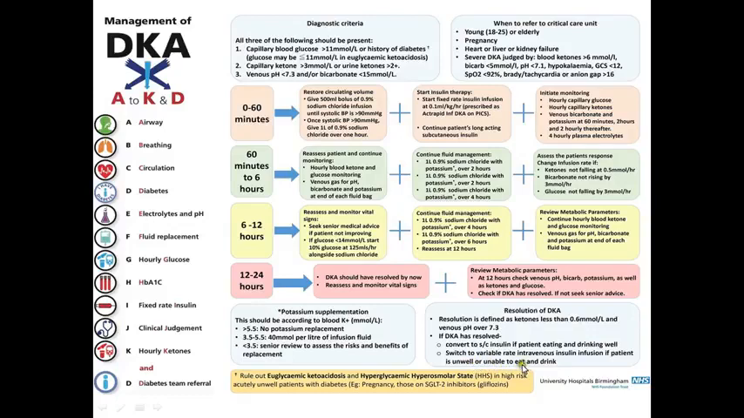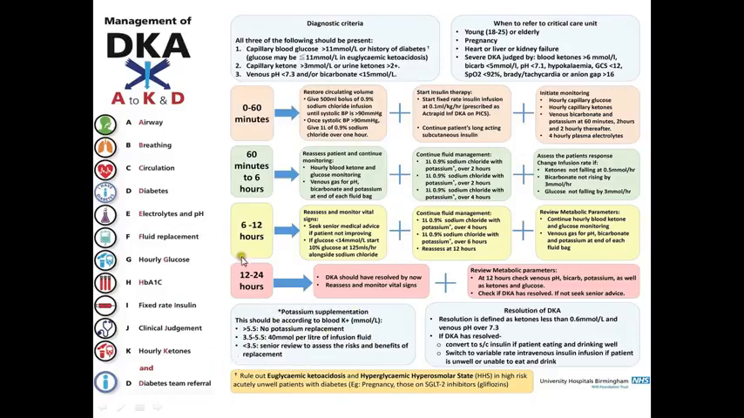So you had kept the patient on fixed rate before, and from fixed you have to move to variable, which means you will adjust the dose of the insulin according to the sugars. And if the patient is eating and drinking, then you can convert the patient to subcutaneous insulin.